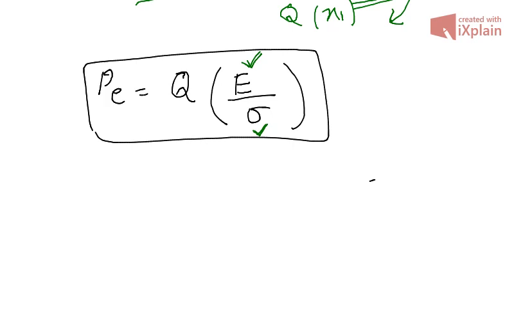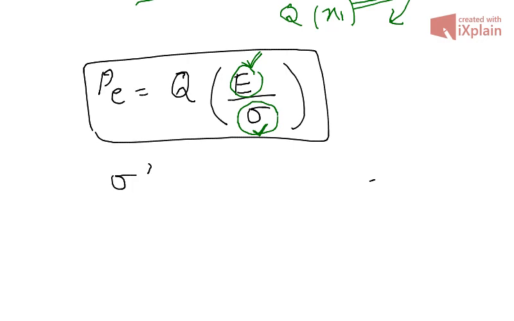So let's try to represent this: in the numerator, the energy of the signal, in the denominator a term which is related to the energy of the noise. Let's try to find out this term, this sigma. How do we find the sigma? Because sigma, the noise, is related to the variance of the noise, right?